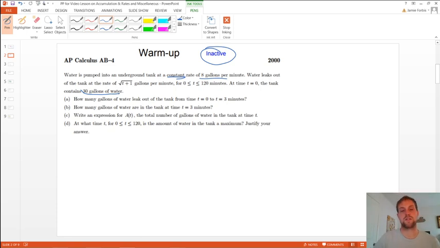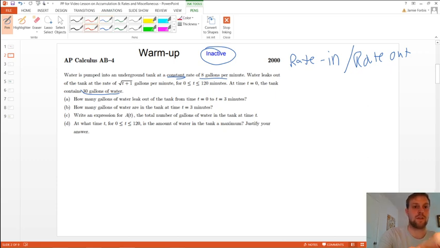So we've seen this before. We've seen this a lot, talking about some amount of something accumulating over time. This is an accumulation problem. And more specifically, this is a rate in, rate out problem. We're talking about a specific rate coming in at the same time a rate is leaving as well. Here's a good problem that asks a number of different things, so we'll just make sure we're good.